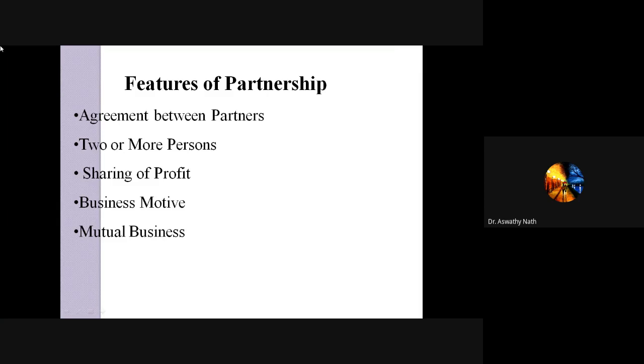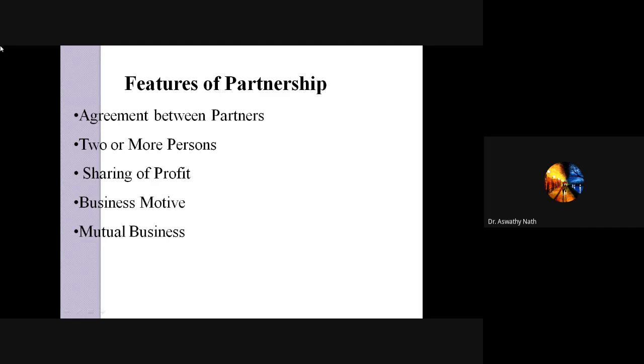And according to the Companies Act 2013, the maximum number should not be more than 100, and it does not specifically state a single number. It says that the maximum number of members in a partnership firm should not be more than 100 according to the Companies Act 2013. So that is the second feature.